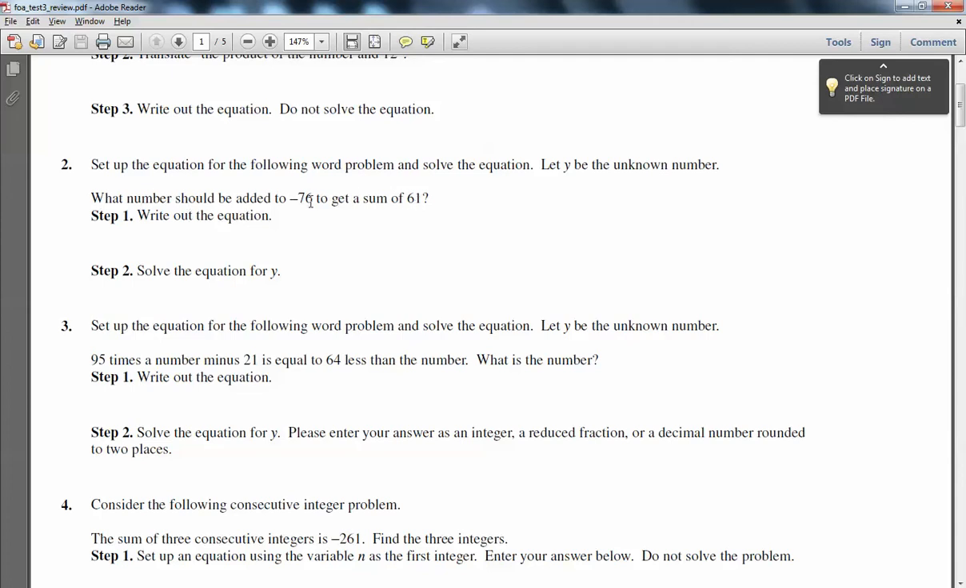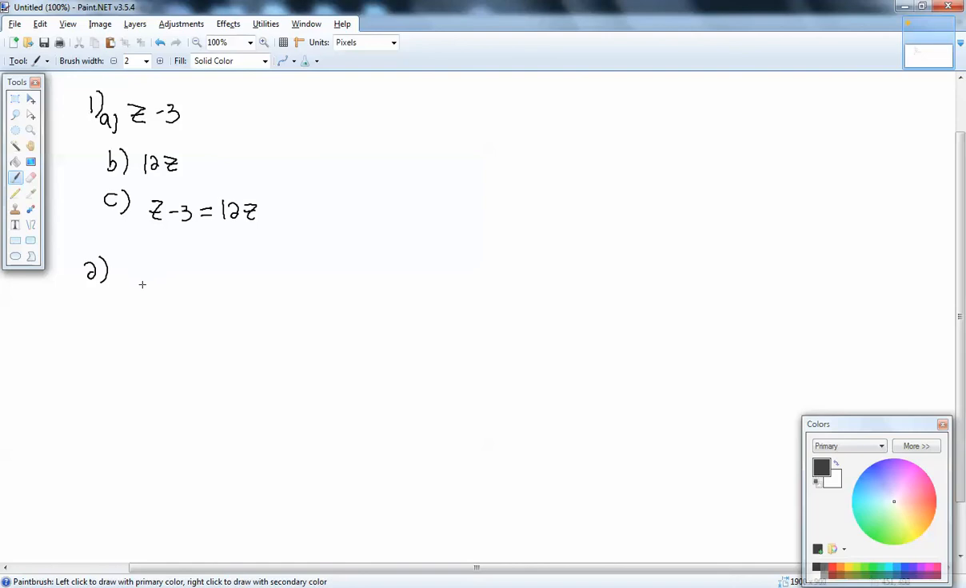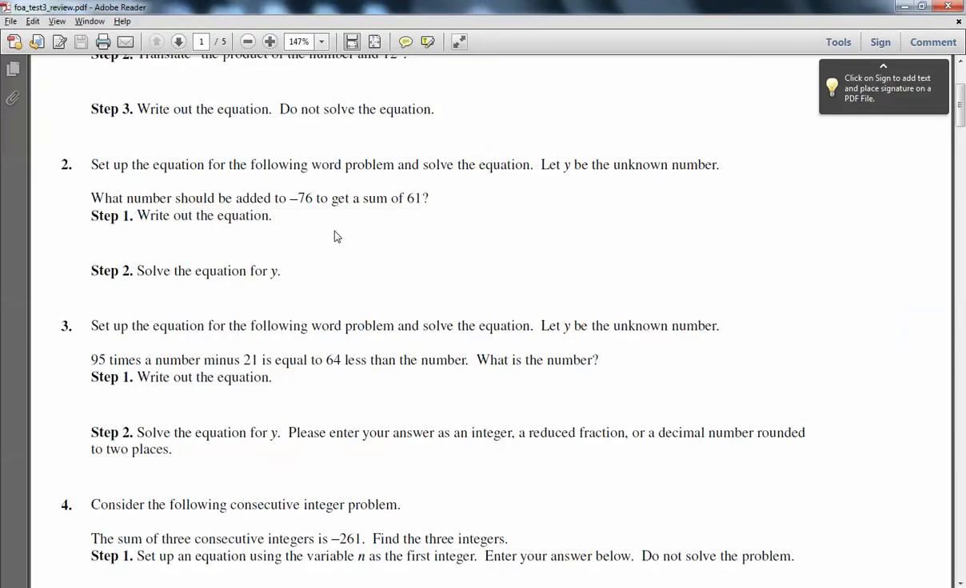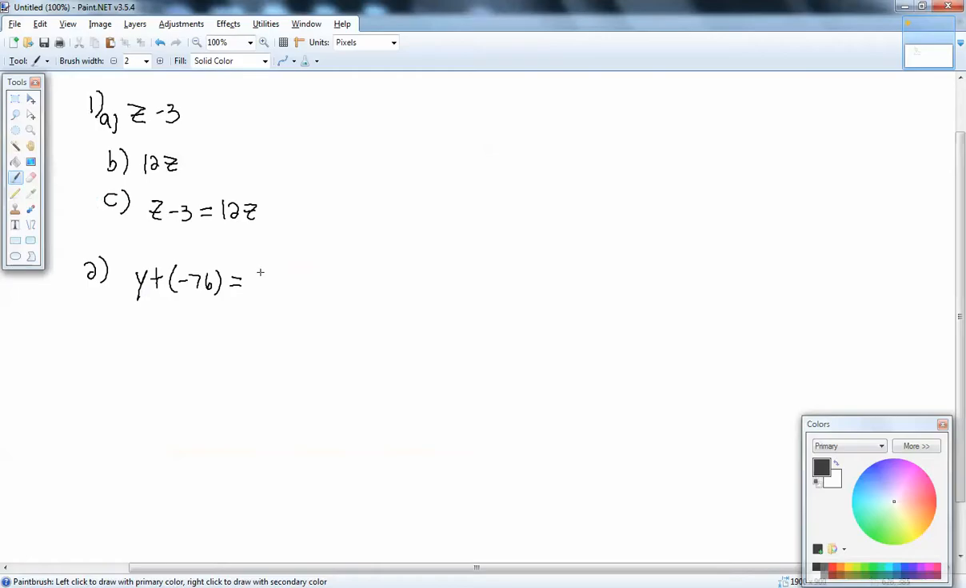What number should be added to negative 76? So we're going to have y plus negative 76 to get a sum of 61. To get a sum, the to get is like the equals. So what number should be added to negative 76 to get 61? Well, that plus parentheses minus, that's one of our shortcuts. That becomes y minus 76 equals 61.